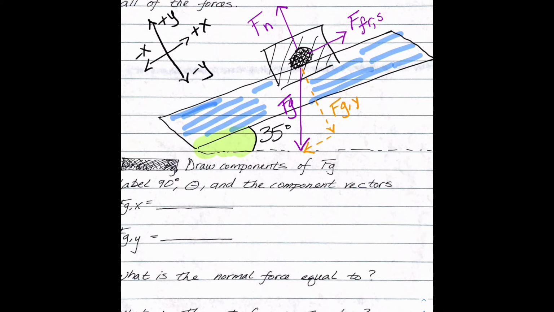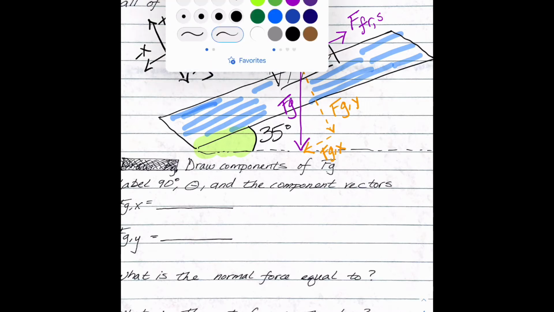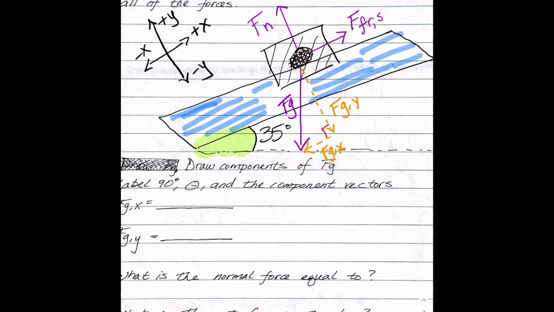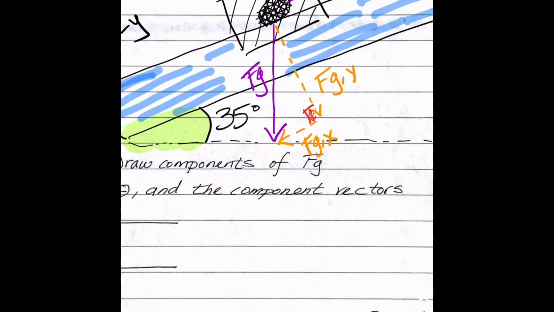Something to note here is that FGY and FGX are head to tail. And when you add the two orange dotted lines, you get FG, the purple line. So I just want to mention that because it is important, right, that we're seeing vector addition here.